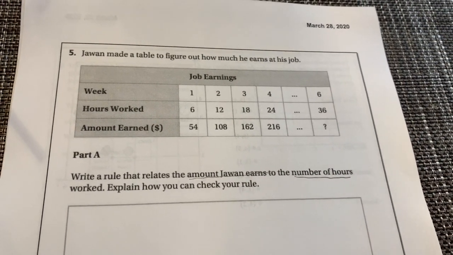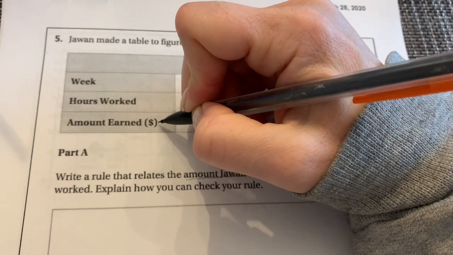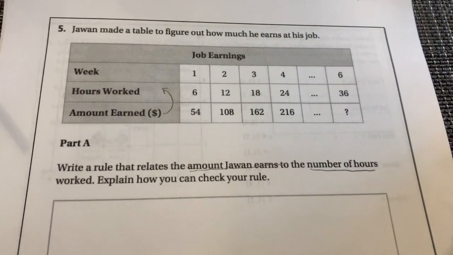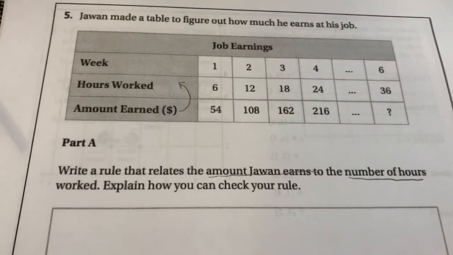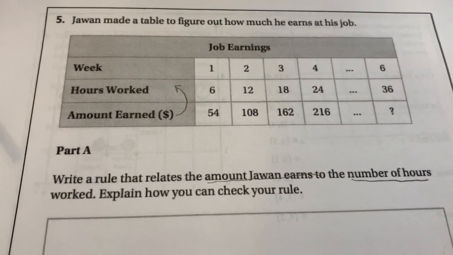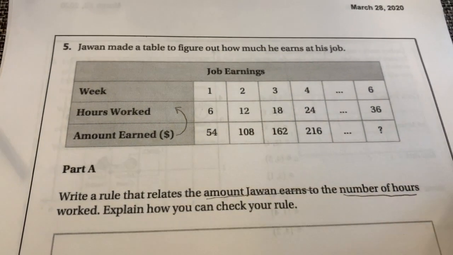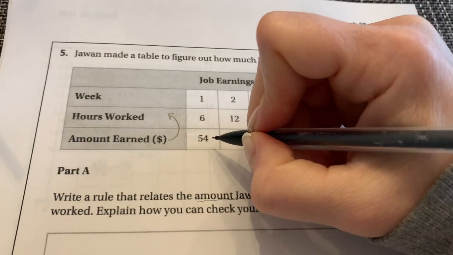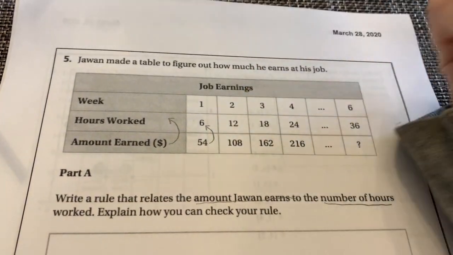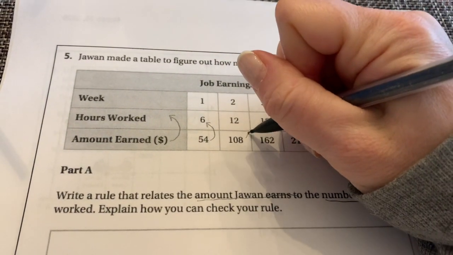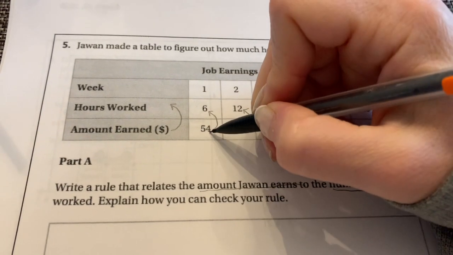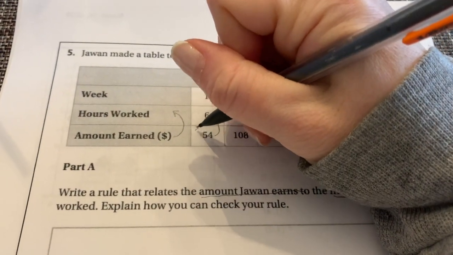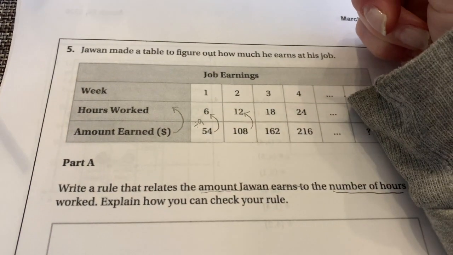So be careful, because this is telling us to go this way, the amount he earned to the number of hours. Okay, so probably about 90% of you, if you're doing this on your own, because of a knee-jerk reaction, are going to go from here to here. So be careful. We have to look from here to here. And really all you need to look at are the first two numbers. How would I get from 54 to 6? I would divide by 9, right?